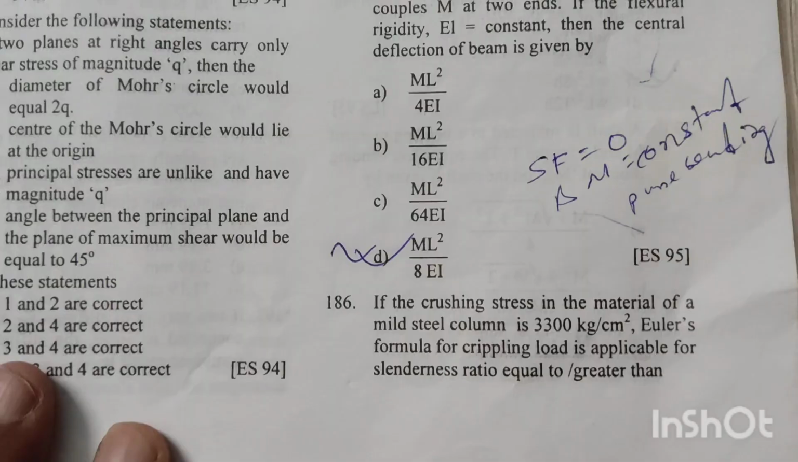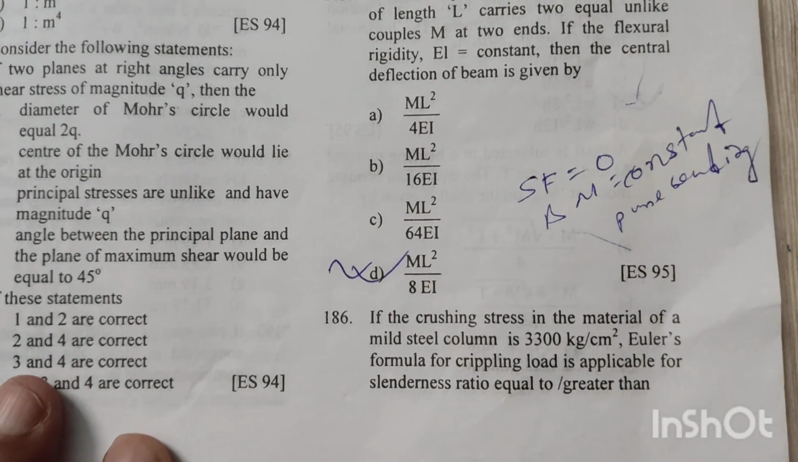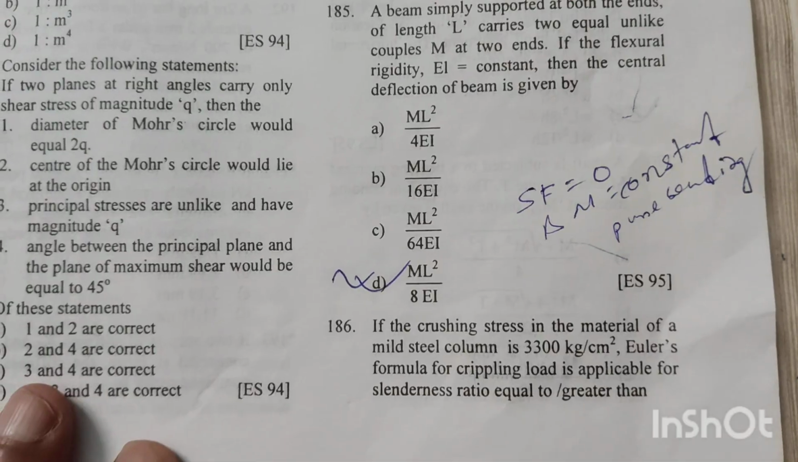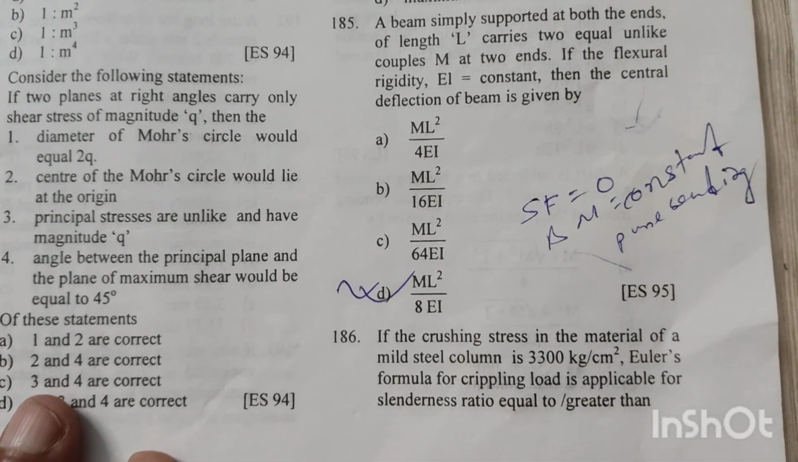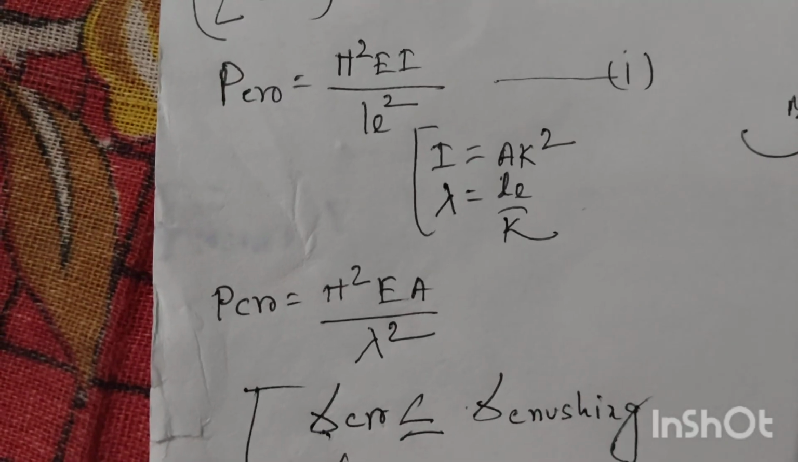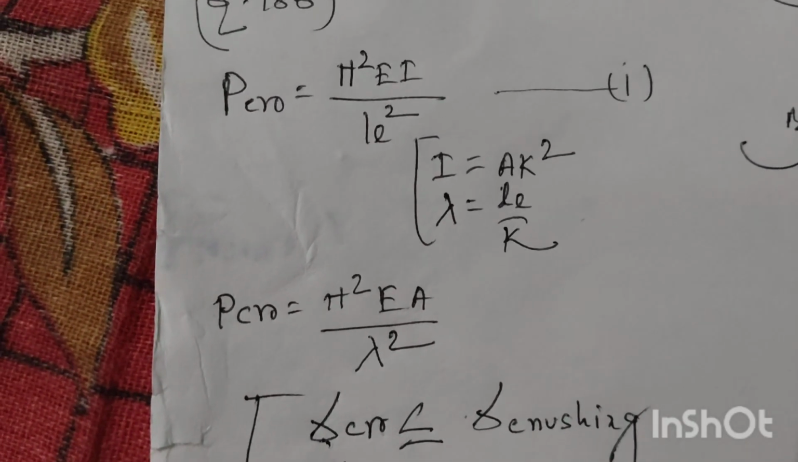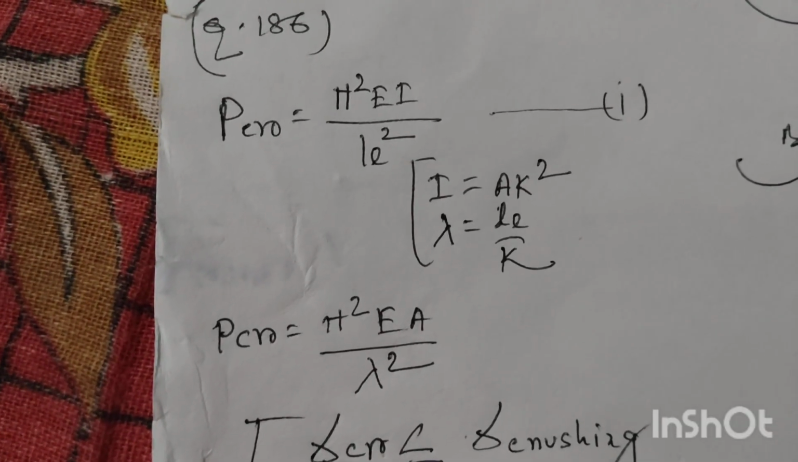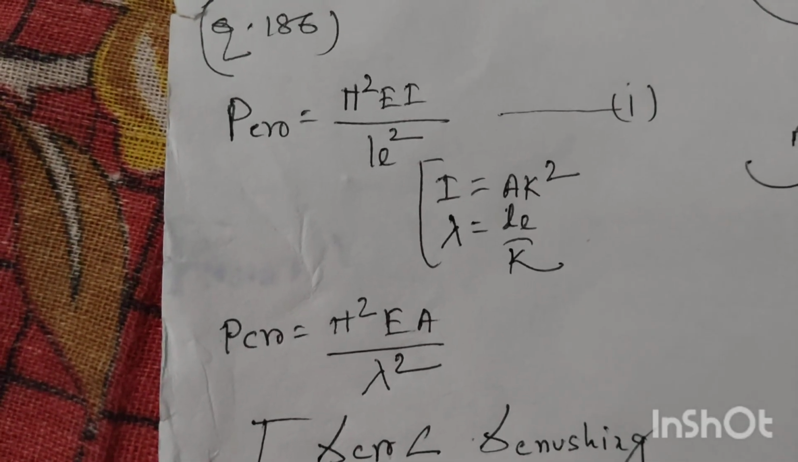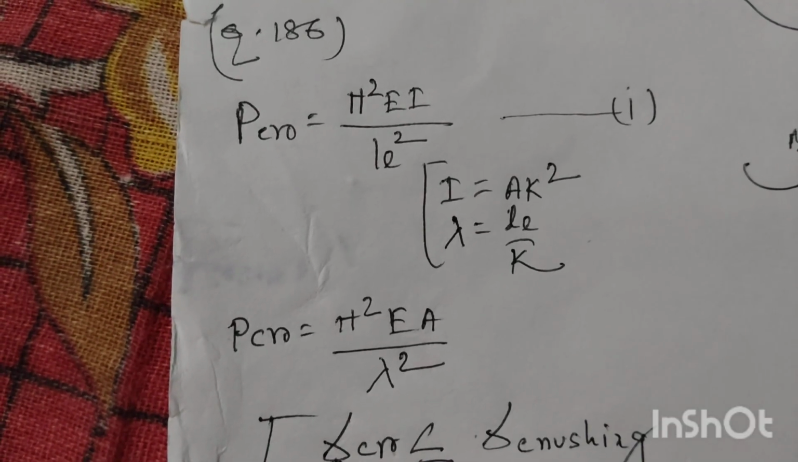Question number 186. If the crushing stress in the material of a mild steel column is 3300 kg per centimeter square, Euler's formula for crippling load is applicable for slenderness ratio equal to or greater than. We know the formula for Euler's crippling load PCR is equal to pi square EI by LE square. E is the Young modulus of the column material, and I is the moment of inertia of the column section, and LE is the effective length of the column. Now we also know moment of inertia I is equal to A k square.